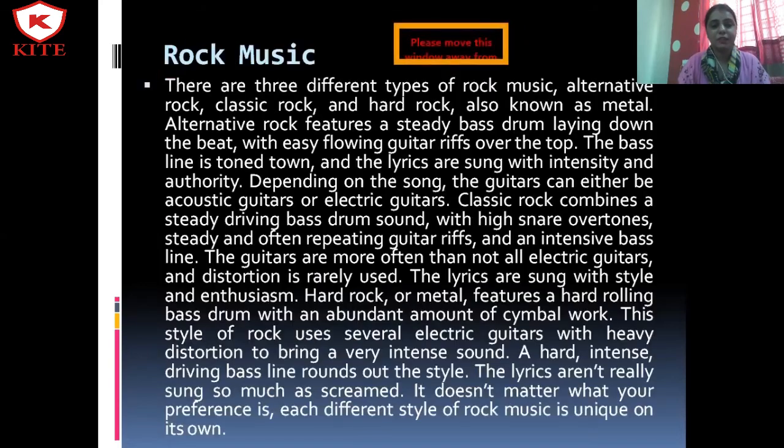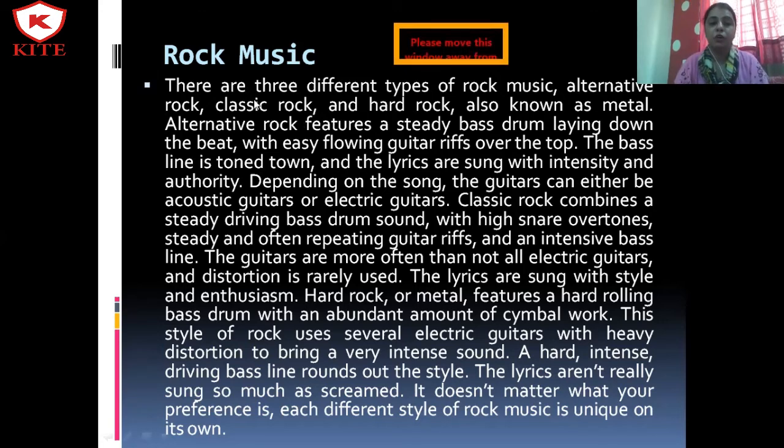Let's see an example. This is a long paragraph, but I will explain the major parts. The topic I have taken here is rock music. Rock music is the title given, but then I have made it very easy by dividing it into various categories, saying that rock music is of three different types: first, alternative rock, classic rock, and hard rock, which is also known as metal.